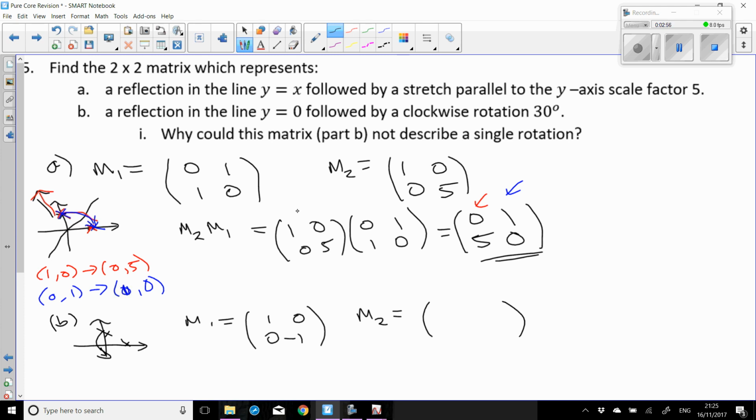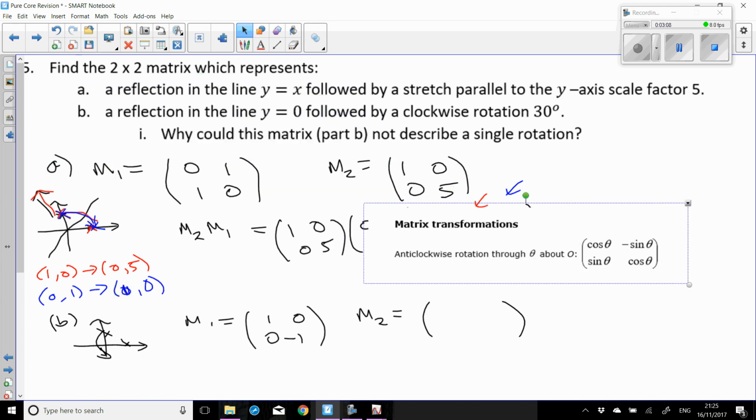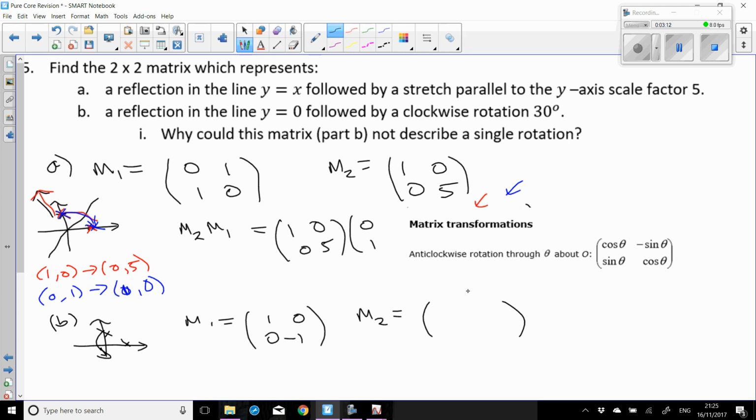Now our second matrix is rotation. The handy thing with rotations is it's in the formula book, so you don't have to think about it. So we can just look it up in the formula book, as if by magic. Right, so this should now be cos 30 degrees, minus sine 30 degrees, sine 30 degrees, cos 30 degrees. That's our transformation.